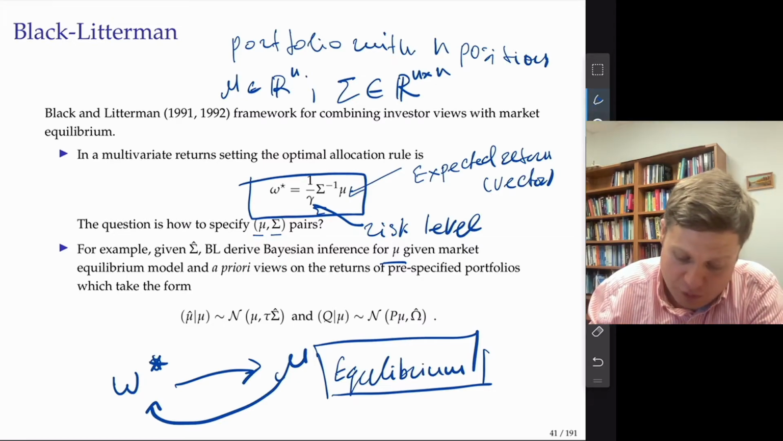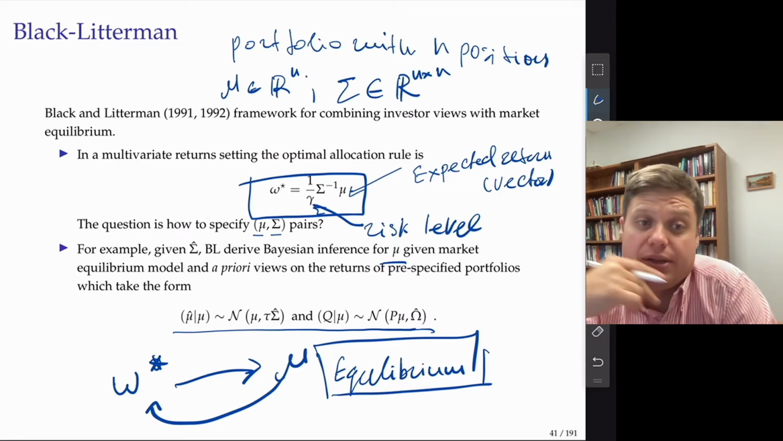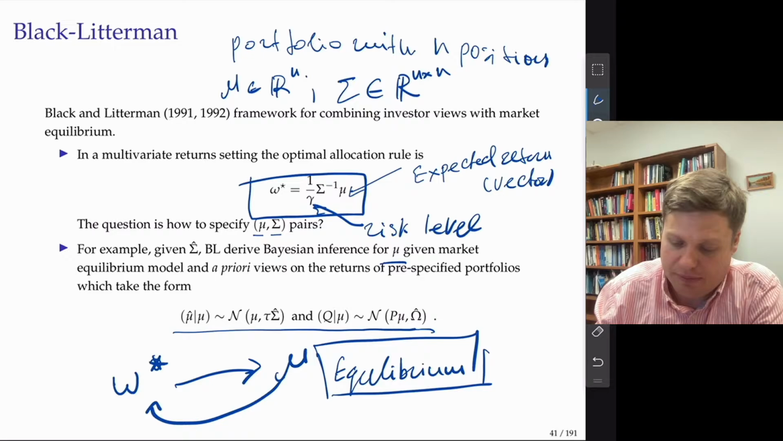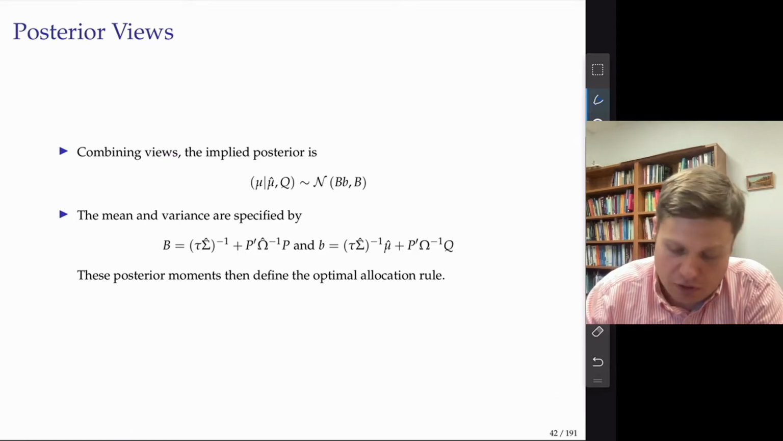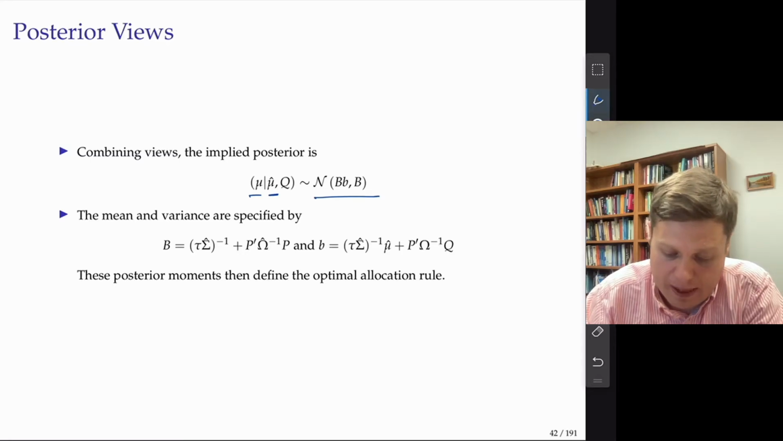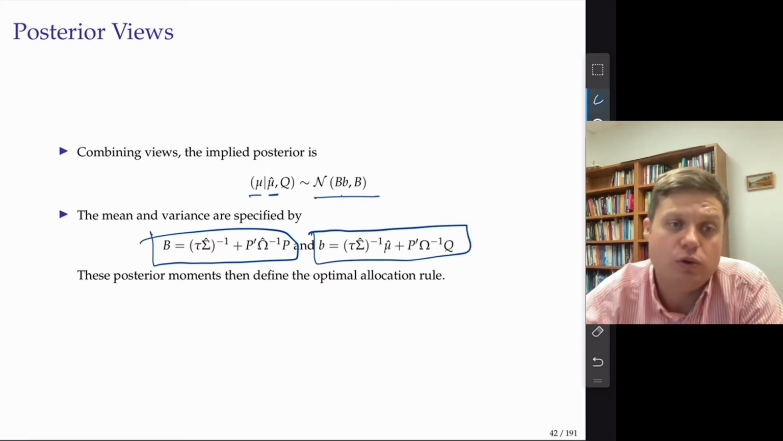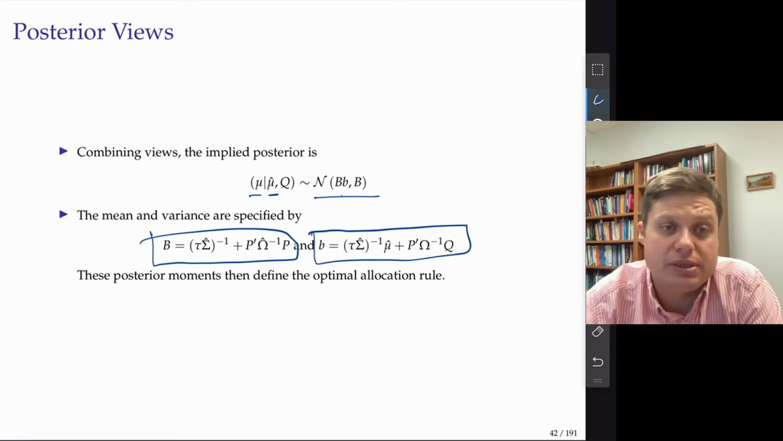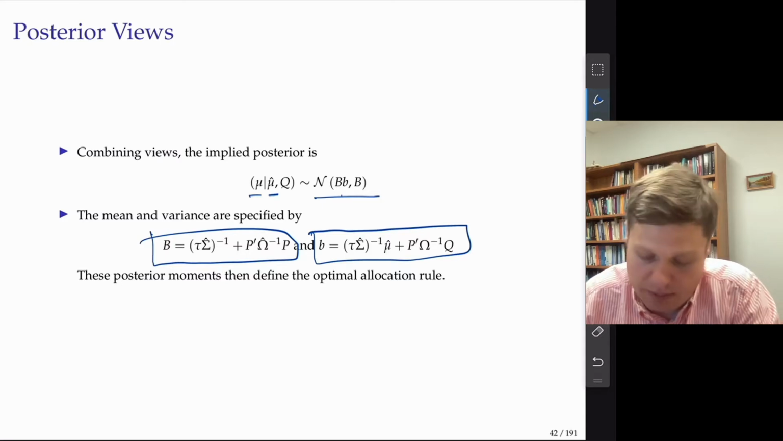And their formulas are of this form. They just use normal priors, and as a result they get normal posteriors. We'll talk about conjugate priors a little bit later in the course. And here is the posterior view. So posterior mu, given the initial assumption about mu hat, is also normal, parameterized by two values, capital B and small b. We can calculate capital B and small b from the quantities that are known to us, these posterior moments, and then we can define the optimal allocation rule, assuming that equilibrium is reached on the market.